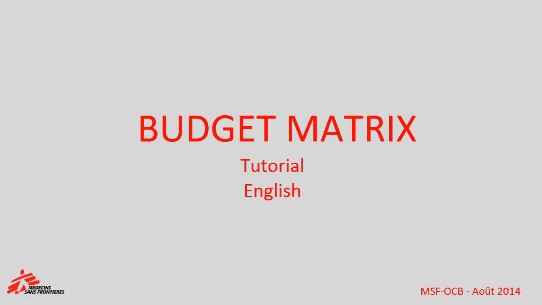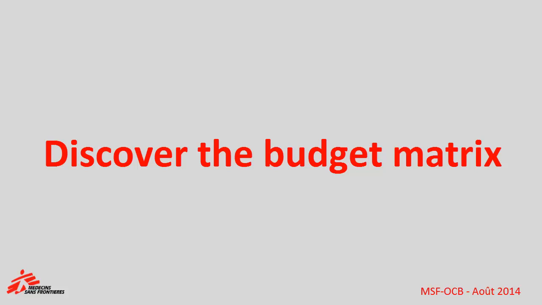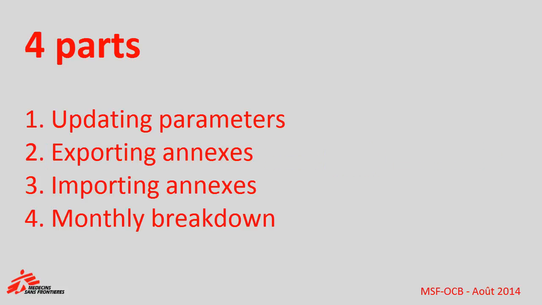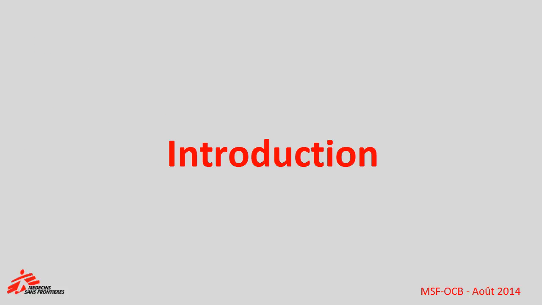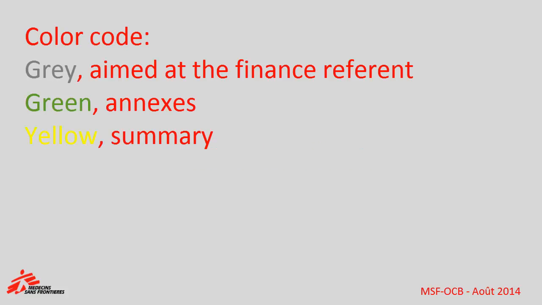Welcome to this tutorial. It will help you to discover the budget matrix of each project. This tutorial is divided in 4 parts: update of parameters, export of annexes, import of annexes, monthly breakdown of the budget. The budget matrix is composed of several tabs. The color code for each tab is as follows.